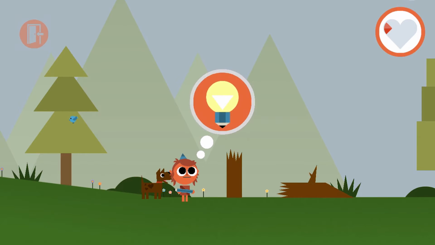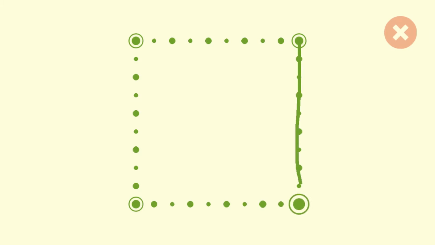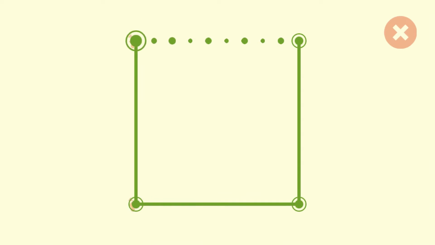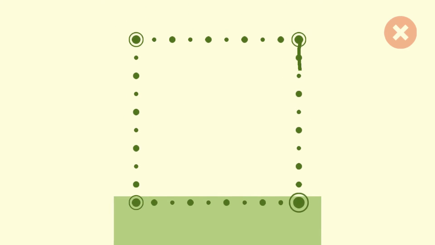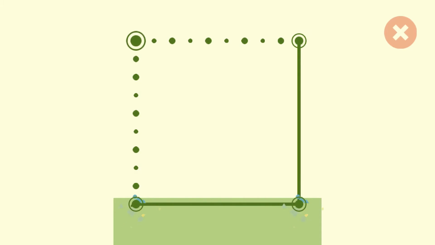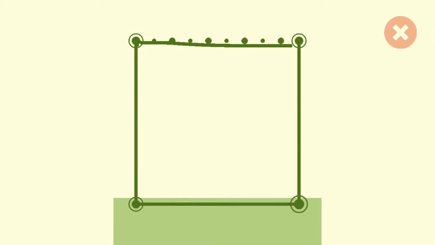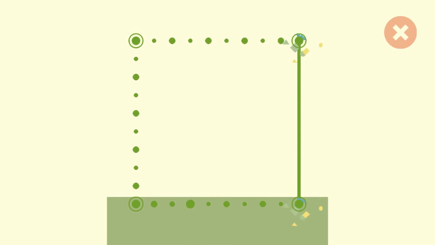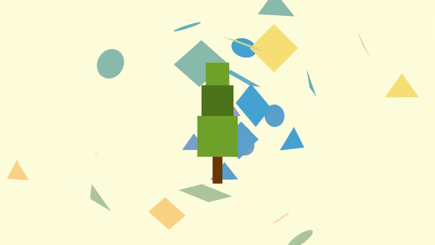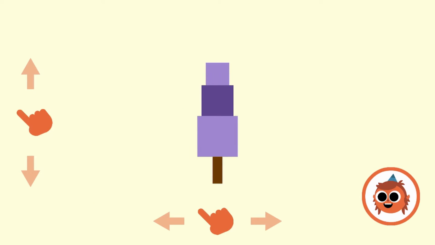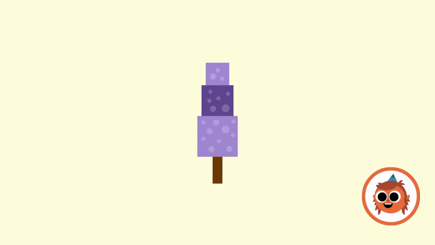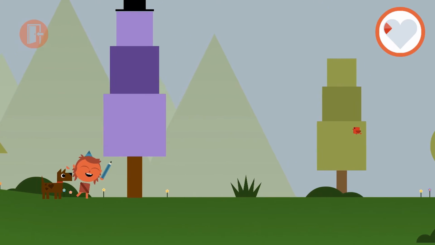Oh no, another broken tree. I think we know what to do now. Let's start with a square. And another square. I think I can see where this is going. And one more square on top. There we go. Now, a green tree seems a bit boring, doesn't it? What can we do? I think we're going to go for that hat. Very stylish.